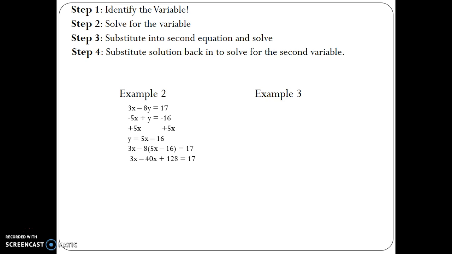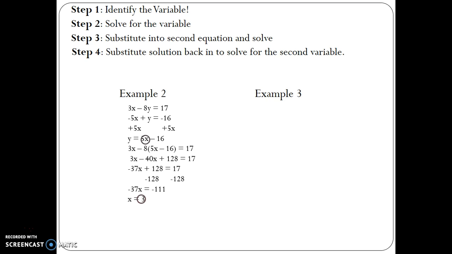Next step, we're going to combine like terms, so 3x minus 40x gives us negative 37x plus 128 equals 17. After that, subtract 128 from both sides. Negative 37x equals negative 111. Last step, we divide negative 111 by negative 37, and that gives us x equals 3. Nice number, 3. So next, we're going to take that 3 and plug it into either of the two equations at the very beginning. It really does not matter which one.